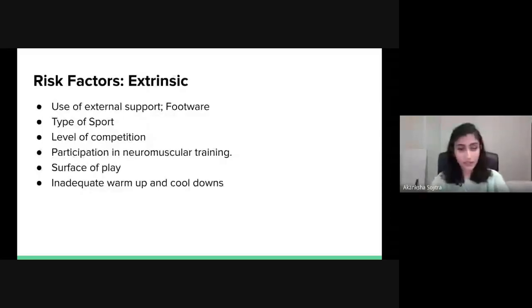Now, extrinsic factors which can impact are your footwear or any external support you're using, type of sport a person plays, level of competition, if it's a highly competitive athlete and is not taking any rest in between, participation in neuromuscular training, if there was a previous ankle sprain and did they participate in a full rehab of balance training and neuromuscular training or not, surface of play, what kind of surface they're playing, is there more impact, and inadequate warm up or cool down. They directly jump into an activity without doing a warm up.